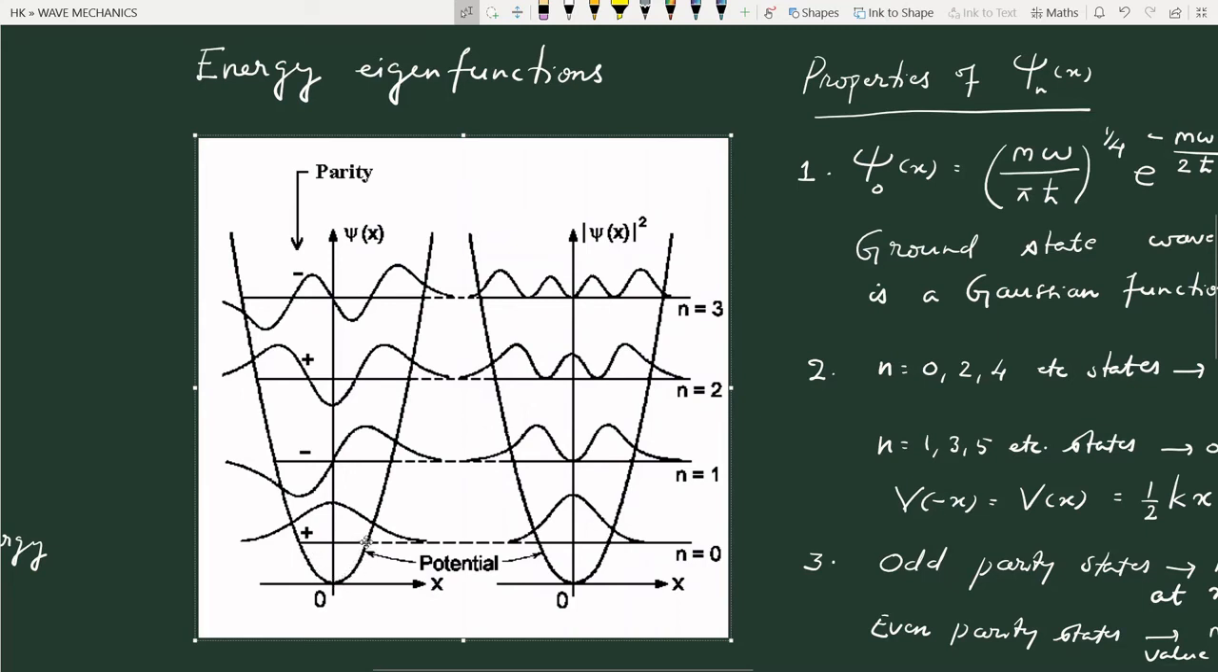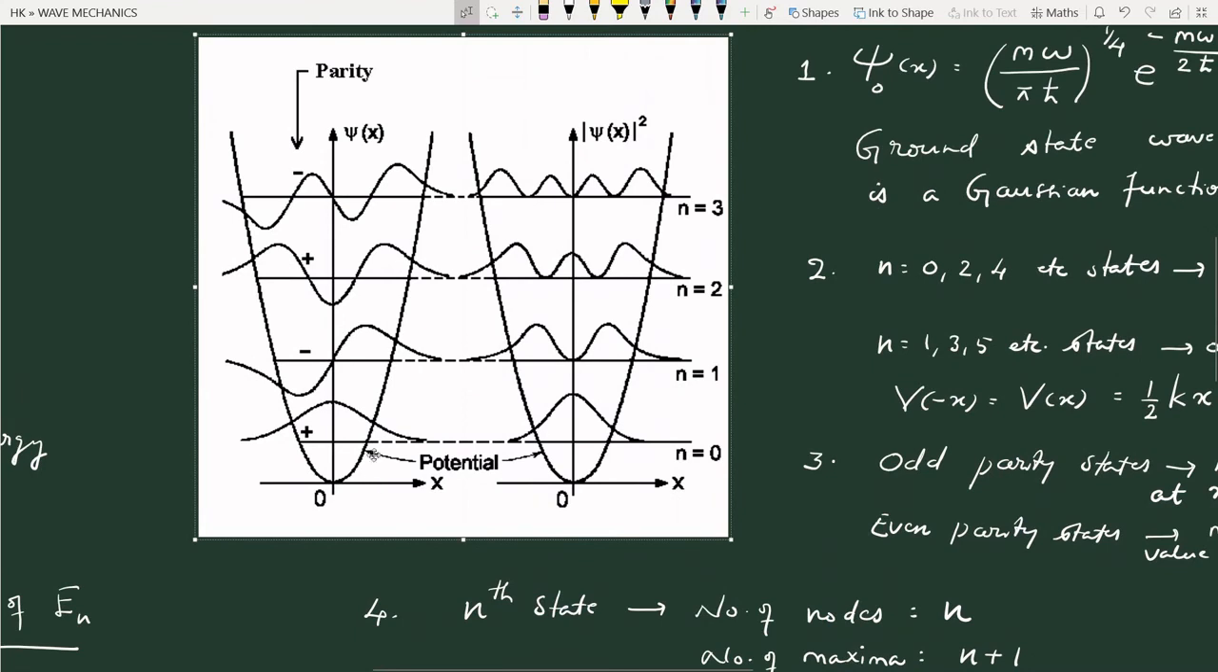Now, at this point, the plot of the potential energy function, that is this parabola, intersects with the total energy plot. This line represents the total energy. Total energy is a constant. What is the value? Half h cross omega for the n equal to 0 state. It's a constant.